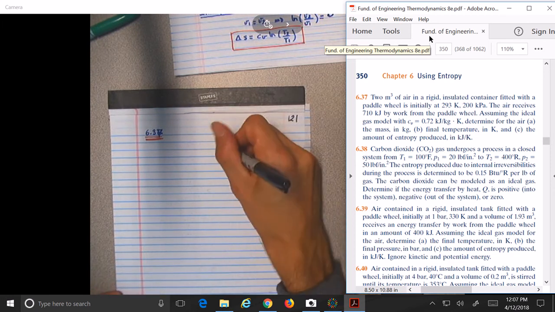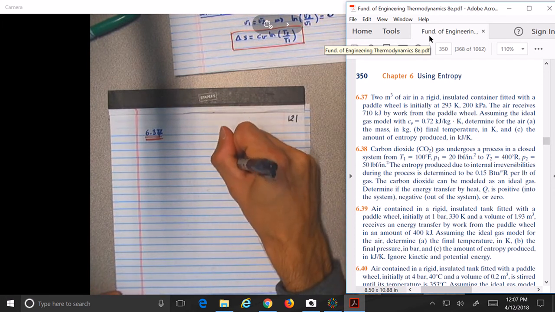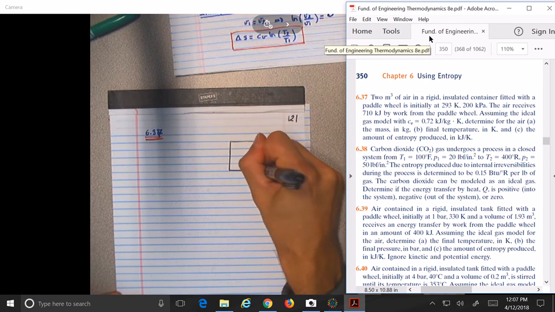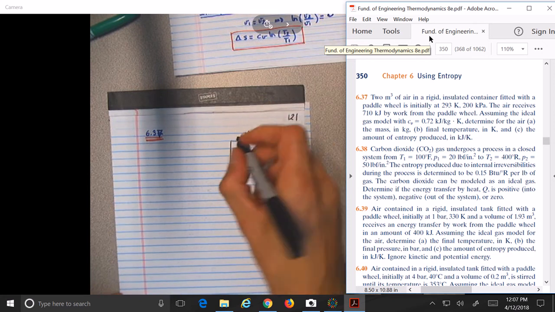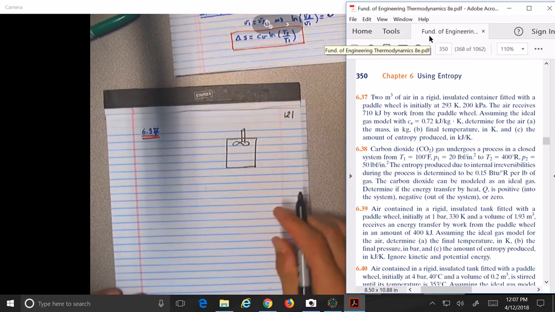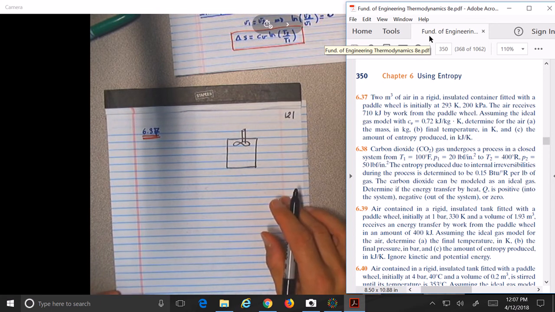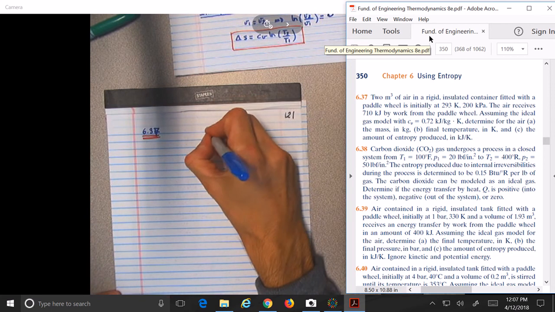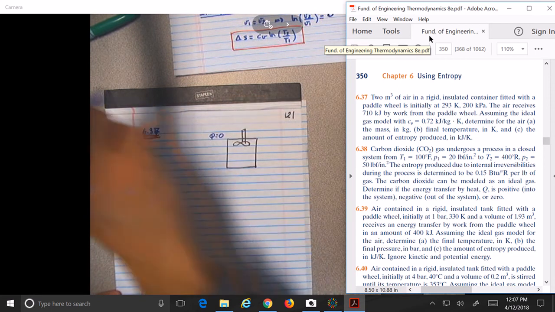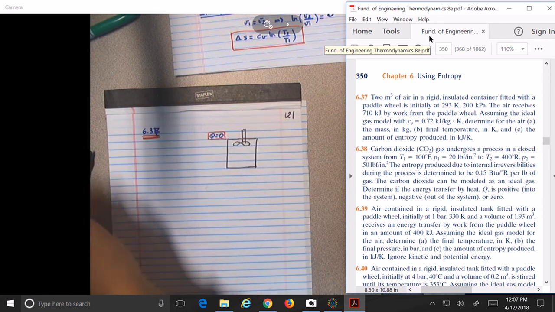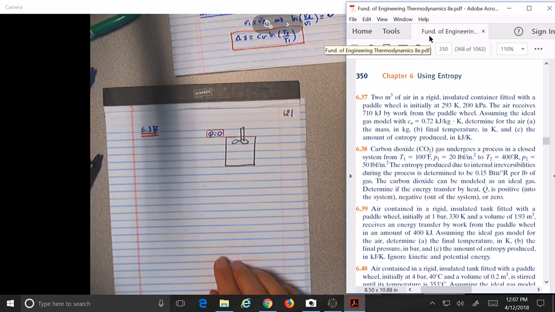Okay? Okay, I will do something like this. It's not too pretty. So it's insulated. So what does that mean, insulated? Q equals 0, perfect. So you see, it's important to read the problem statement, no? So insulated container fitted with a paddle wheel.